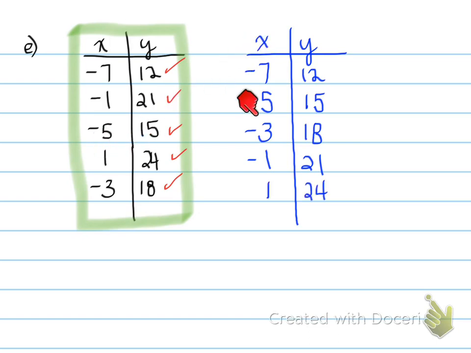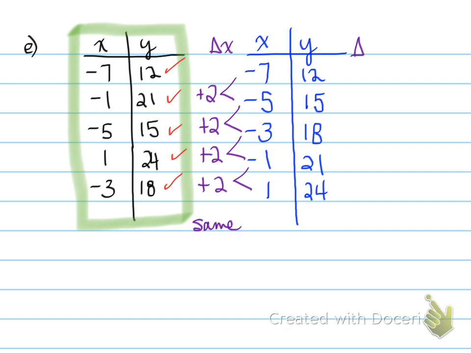So now that we've put the x's in order and their corresponding y's, we can now determine delta x. Delta x is +2, +2, +2, +2. So these values are all the same. Now we have to go to delta y because now we've been given permission to go to delta y. Delta y says the values are +3, +3, +3, and again +3.